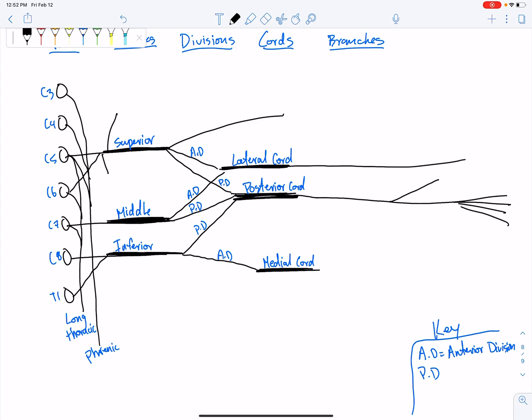You also have one here, and one here. Okay, there's your posterior cord, or the rest of that branch. And then your medial cord turns into these two. You also have one here, one coming from the lateral cord, and then these two attach, and you have two here.